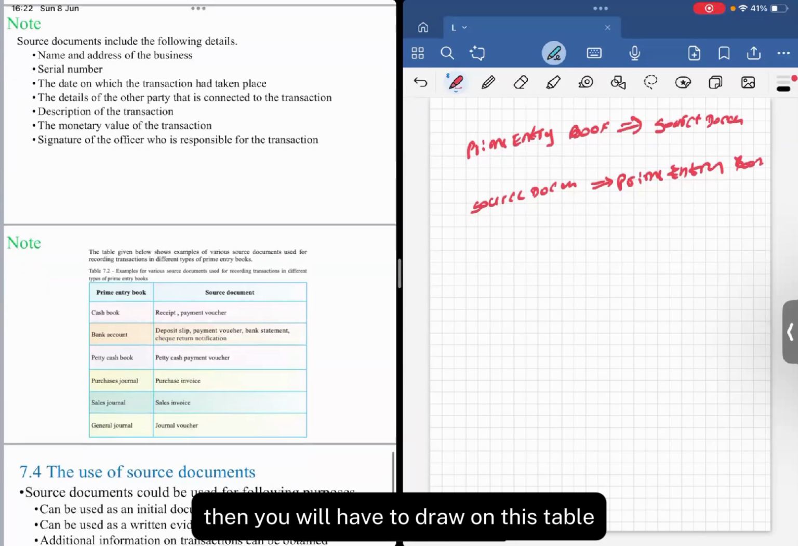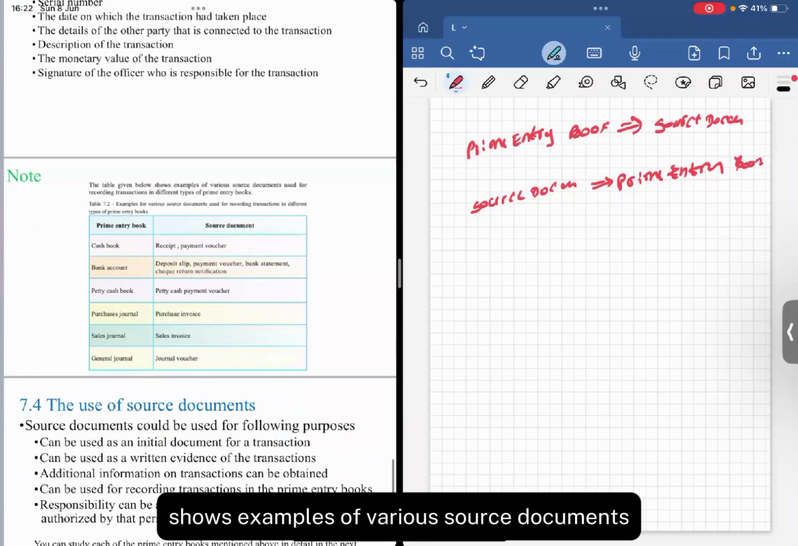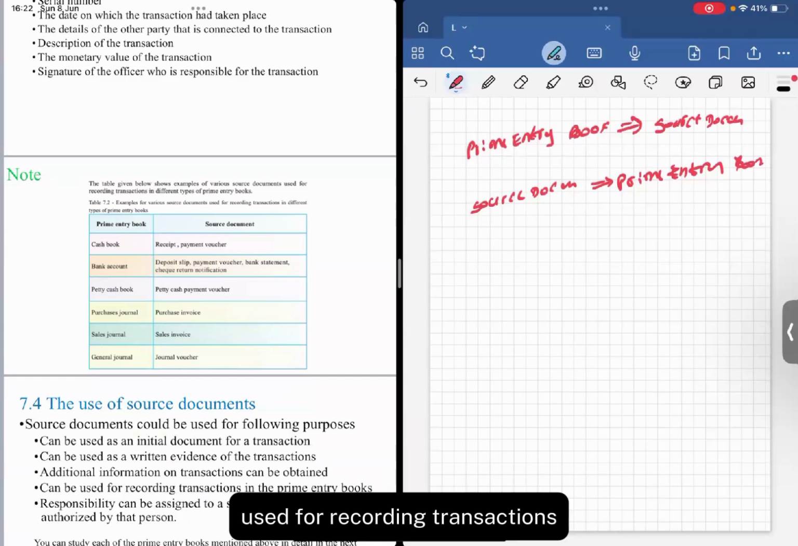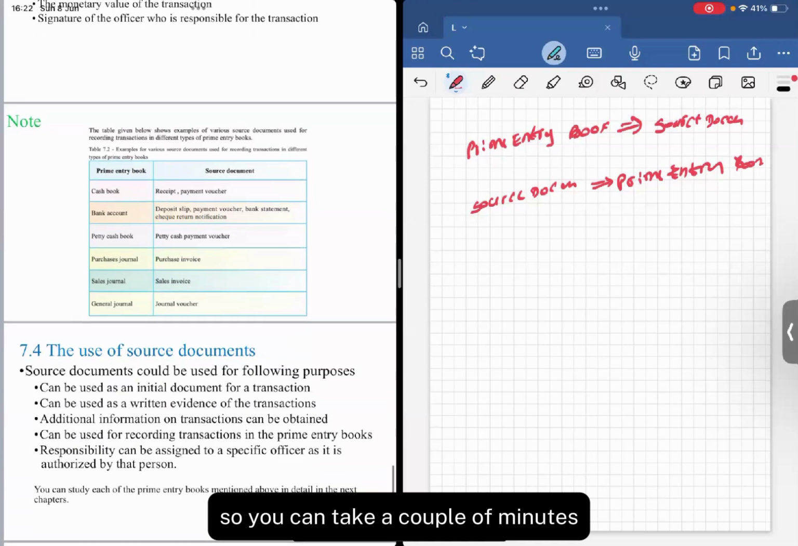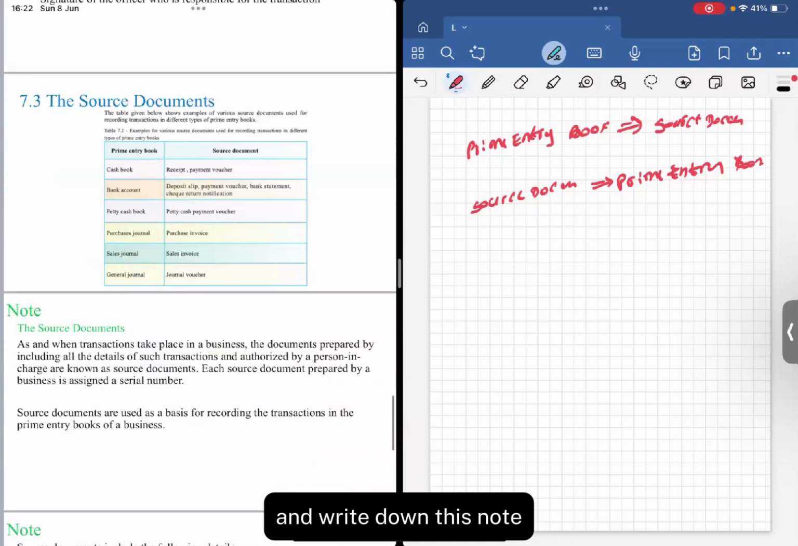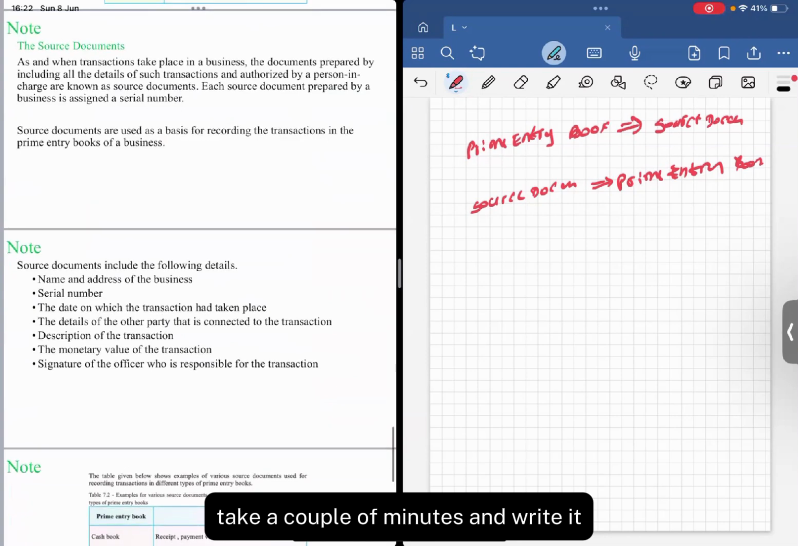Then you will have to draw down this table. The table given below shows examples of various source documents used for recording transactions in different types of prime entry books. Then you have the prime entry book and relevant source document. So you can take a couple of minutes and write down this note.